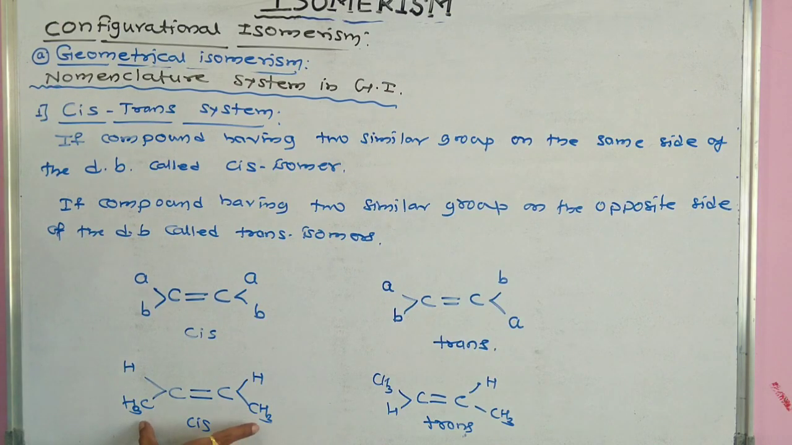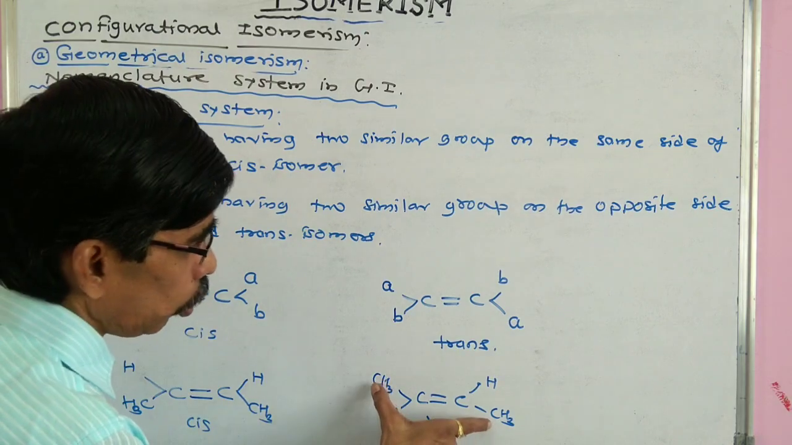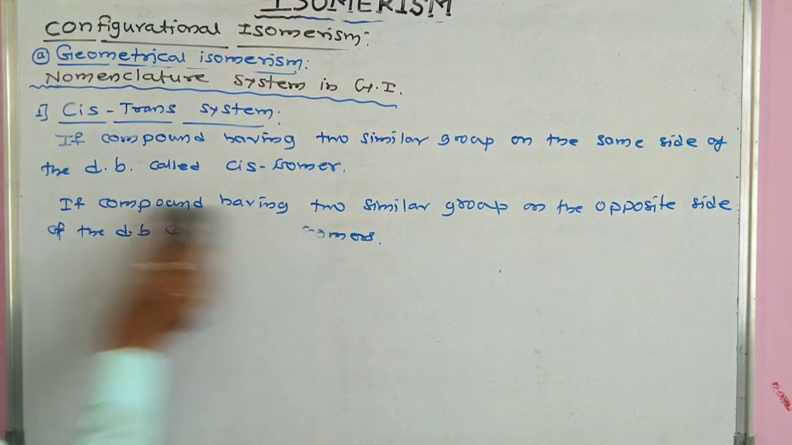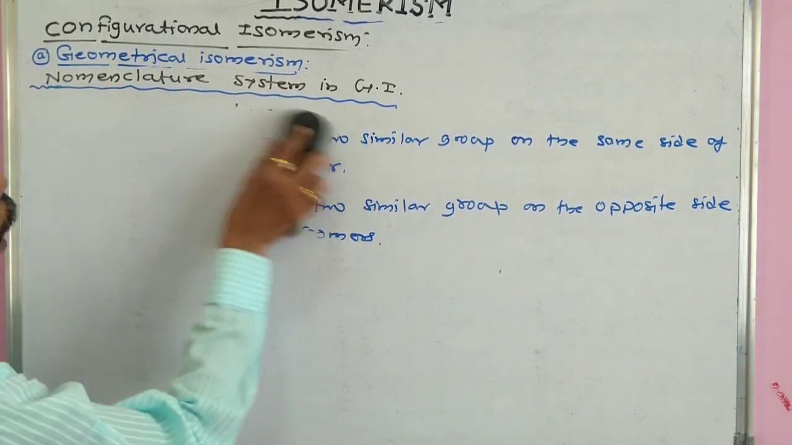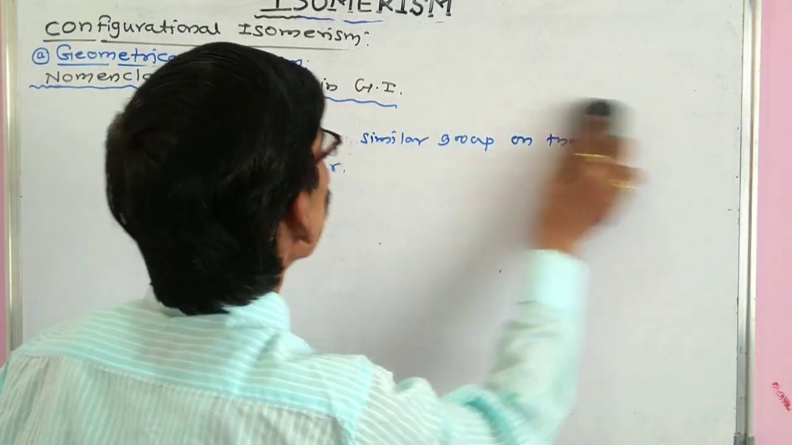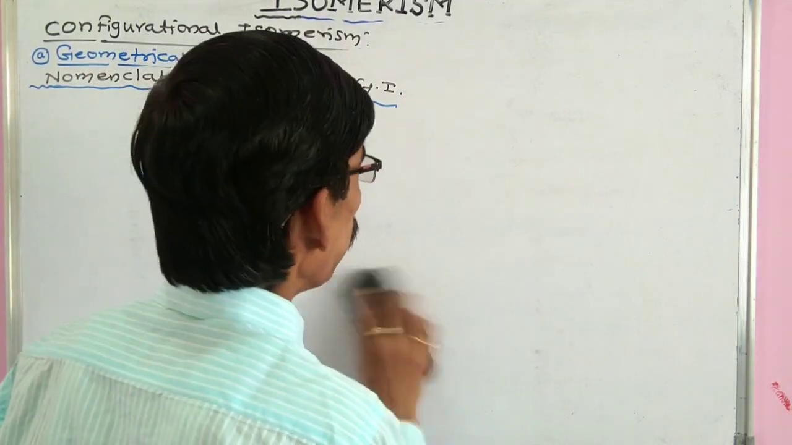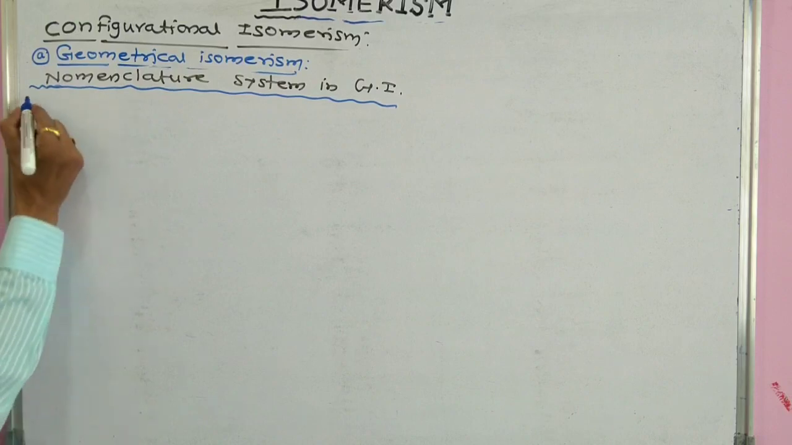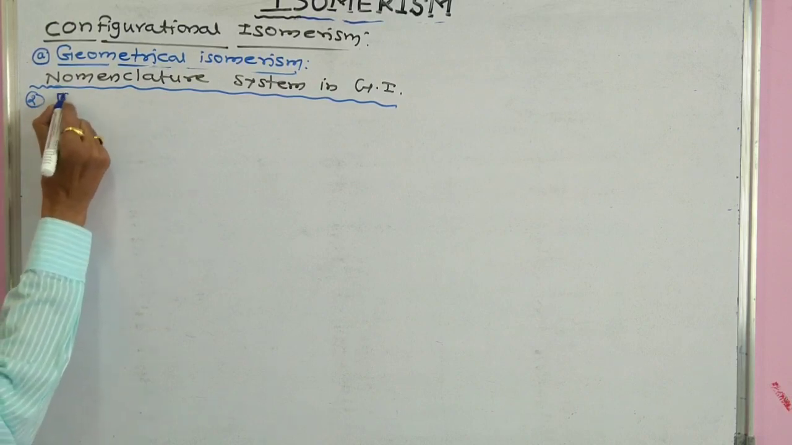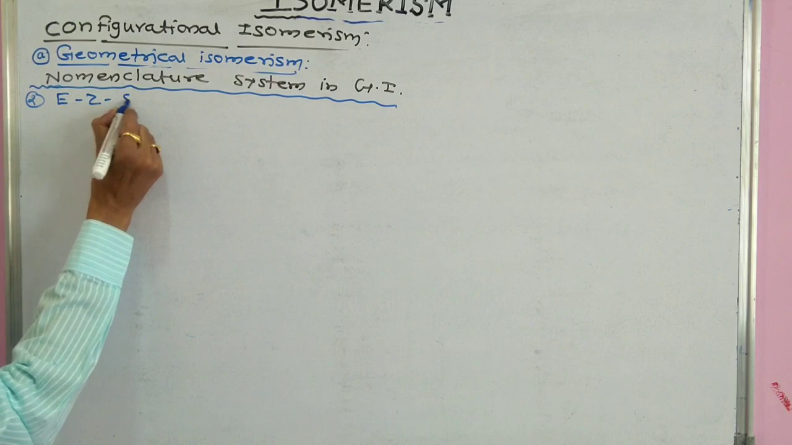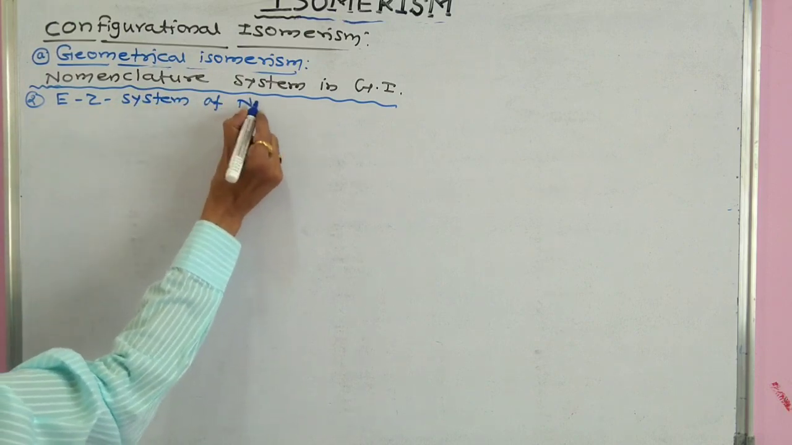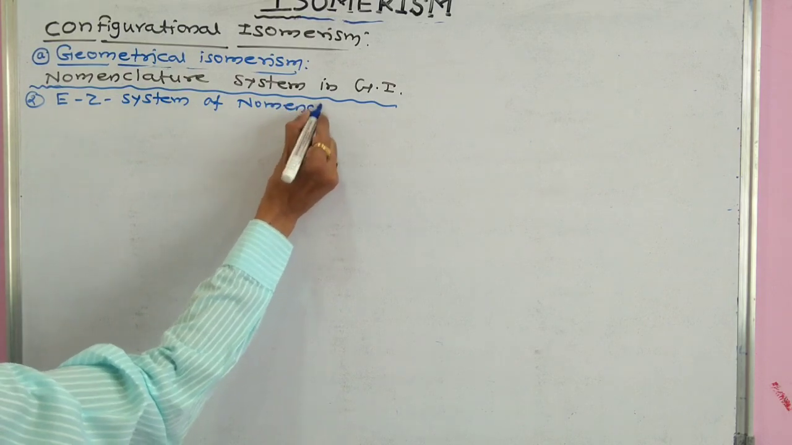So two CH3 groups, in this example, two CH3 groups on the same side of the double bond is called cis, two CH3 groups on the opposite side of the double bond is called the trans. So the second type of system of nomenclature is the EZ system of nomenclature.